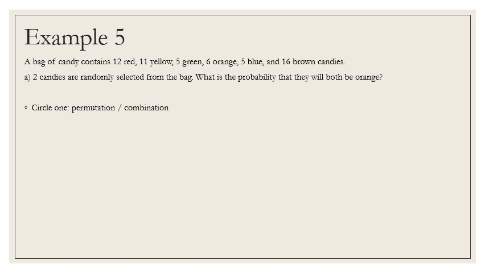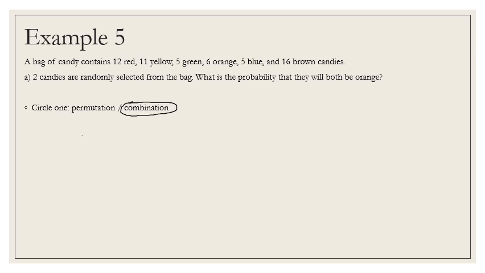All right, so let's try this. Example 5: a bag of candy contains 12 red, 11 yellow, 5 green, 6 orange, 5 blue, and 16 brown candies. 2 candies are randomly selected from the bag. What's the probability that they will both be orange? If we're grabbing 2 candies from the bag, we're grabbing them at the same time, so this is going to be a combination.